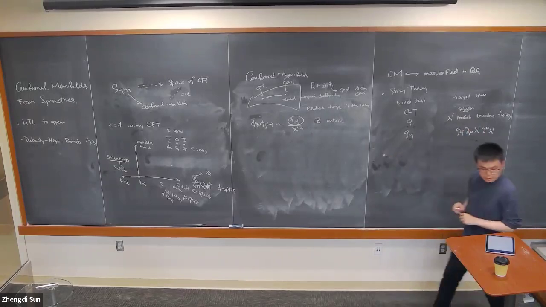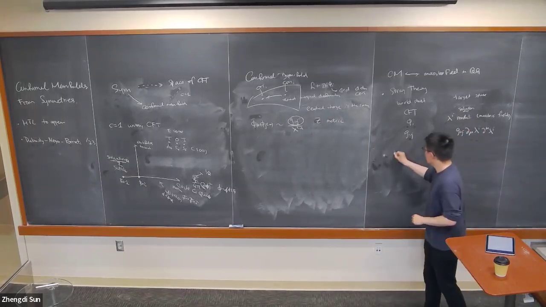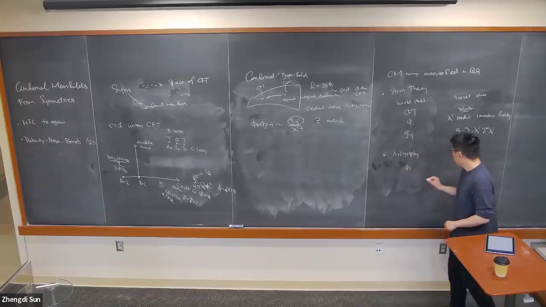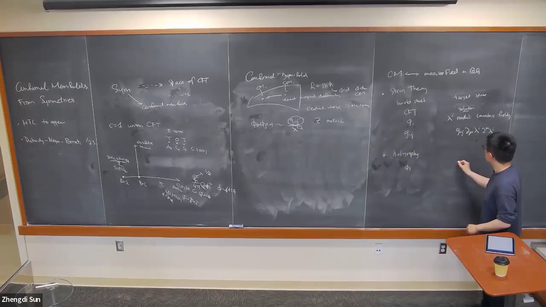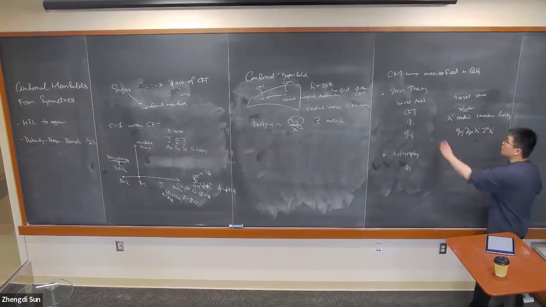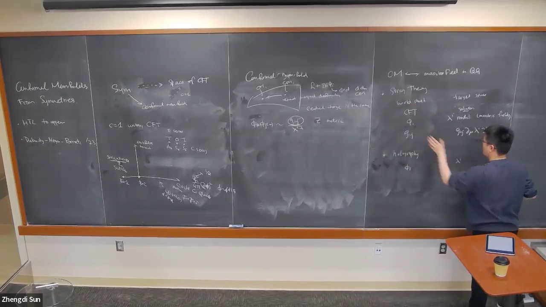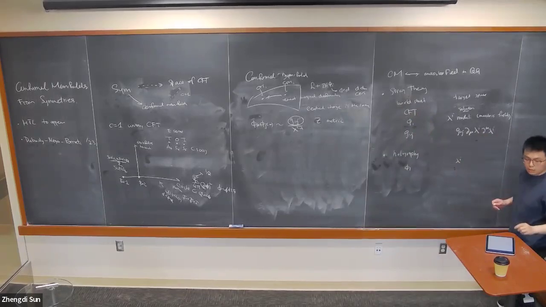There's another place where this happens, and that is holography. Again, exactly marginal operators correspond to massless fields in the target space. So we see that either through string theory or holography, exactly marginal operators are tied with massless fields in the target space, or in the bulk, in the AdS/CFT correspondence.